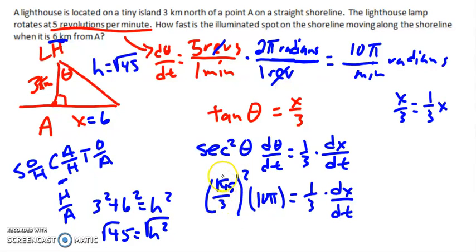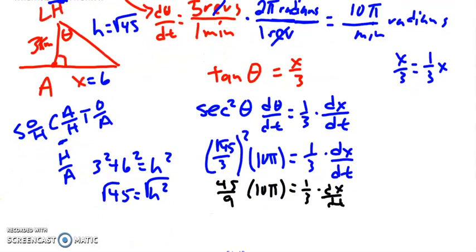So when we square this, square root of 45 squared is simply just 45. 3 squared is 9. Times 10 pi equals 1 over 3 dx dt. And we'll just simply keep going until we solve that for dx dt. So 45 over 9 times 10 pi equals a third dx dt.